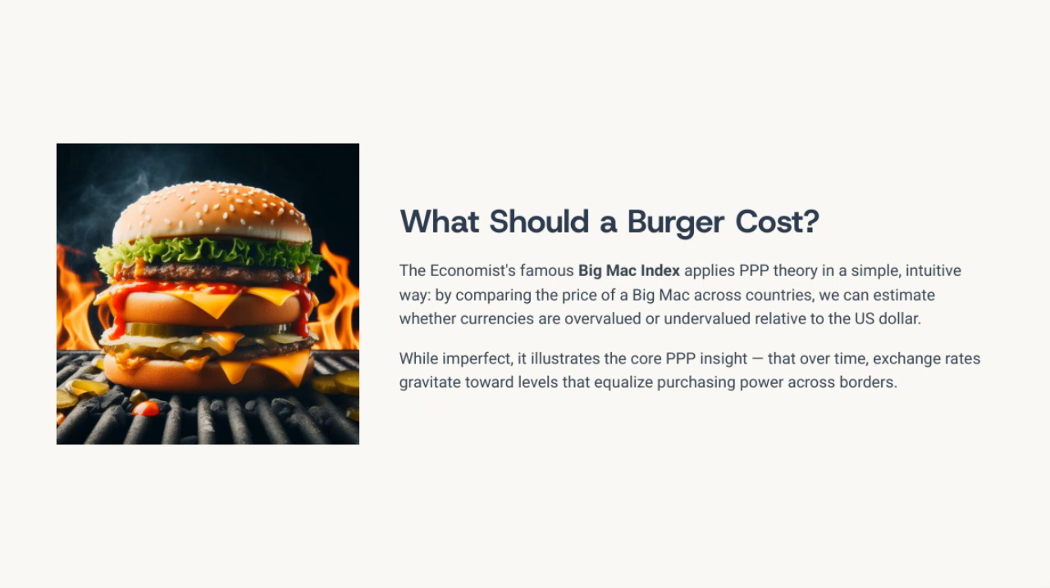So the key question becomes, what should a burger cost? This question helps us understand whether currencies are aligning with the purchasing power of their populations. It's a fun yet insightful way to connect economic theory with real-world prices, reinforcing the broader theme of how exchange rates and prices move together over time.